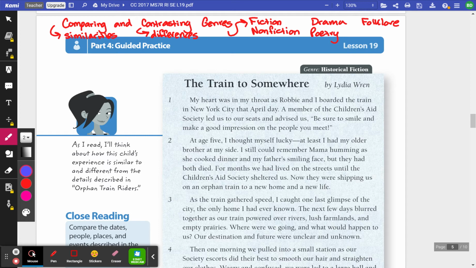across the top of the page. We know the title of our lesson is Comparing and Contrasting Genres. And we know comparing means that we are looking for the similarities, contrasting means we are trying to find the differences. And we know we have 5 genres of literature: we have fiction, nonfiction, drama, poetry, and folklore. But for this lesson, we are primarily focused on fiction and nonfiction.